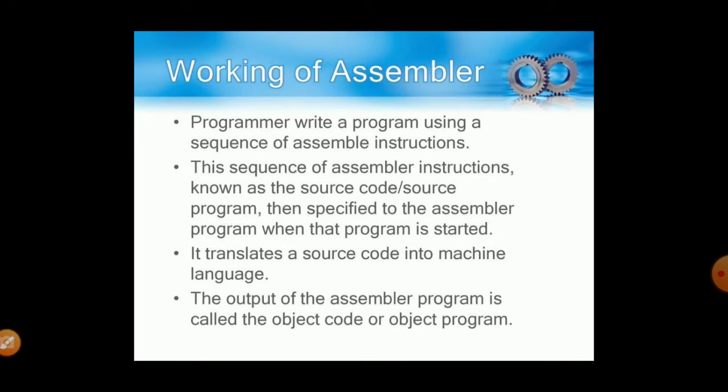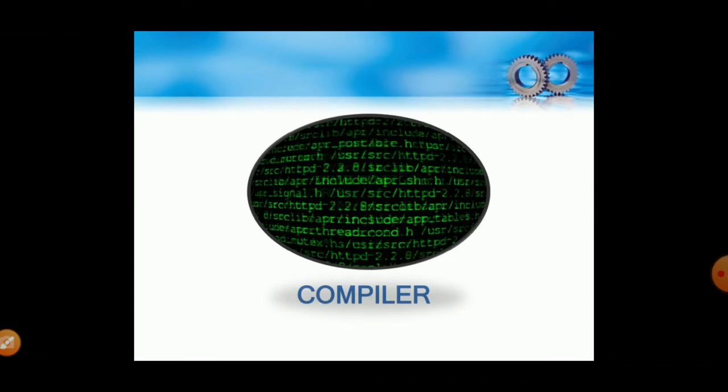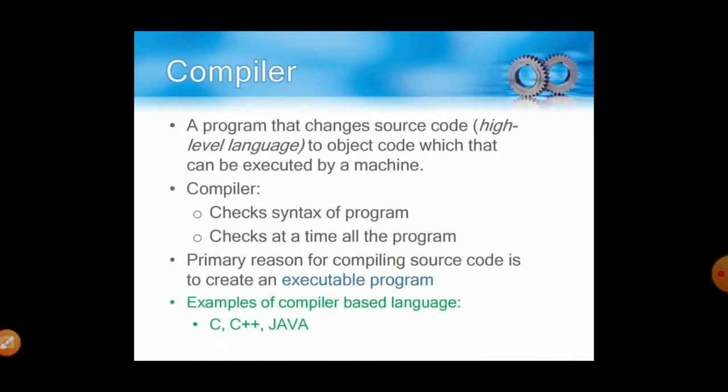After the assembler and the interpreter, let's talk about the compiler. The compiler is different. How is the compiler different? Because a compiler is used for third generation languages. It is not used for second generation languages like assembly language. The compiler is, you can say, the best translator program that we have. A program that changes source code to object code is called a compiler. But in which kind of language? The level of the language is high.